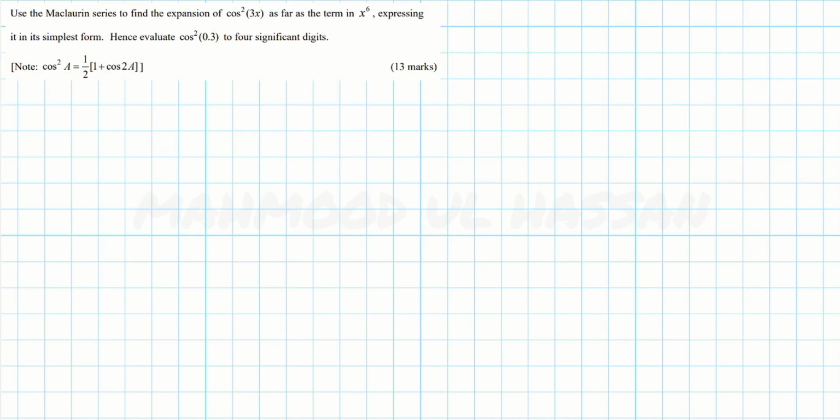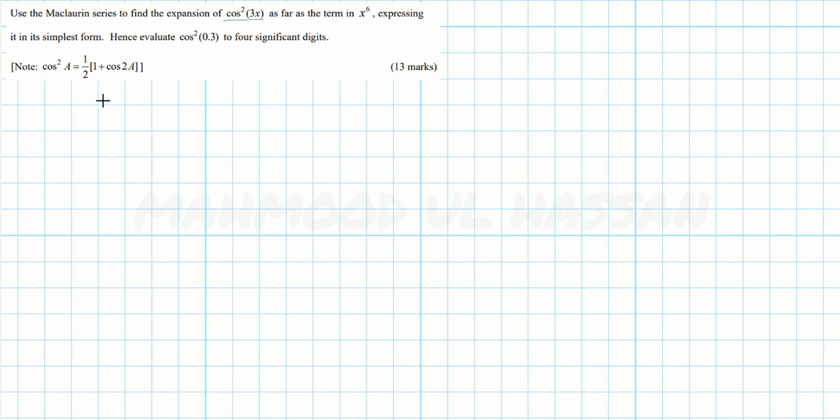In this video we are going to solve another problem from the previous papers, that is about Maclaurin series. The problem is, use the Maclaurin series to find the expansion of cos square 3x as far as the term in x to the power 6, expressing it in its simplest form. Hence evaluate cos square 0.3 to 4 significant digits. And note, we have to use this identity for cos square a.